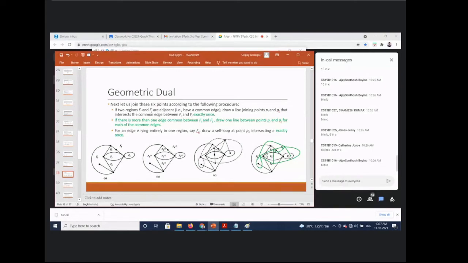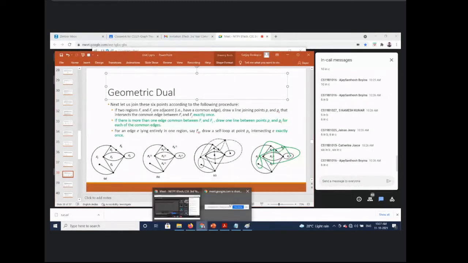Now, what is a geometric dual? This dotted line graph is a geometric dual of graph A. So how did we do this? By following these 3 steps. What are those 3 steps? First, make the regions F1 to Fk into vertex points, probably points P1 to Pk. Just a second, students.